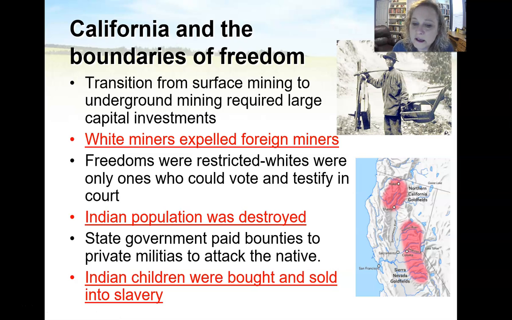One thing to keep in mind, though, is that this freedom and growth started to become restricted just to whites. White miners start to expel any kind of foreign miners. For example, the Chinese initially came for prospecting, eventually became entrepreneurs themselves, and also began working on the Transcontinental Railroad. The Indian population is almost decimated, going from about 300,000 to 30,000, almost wiped out.